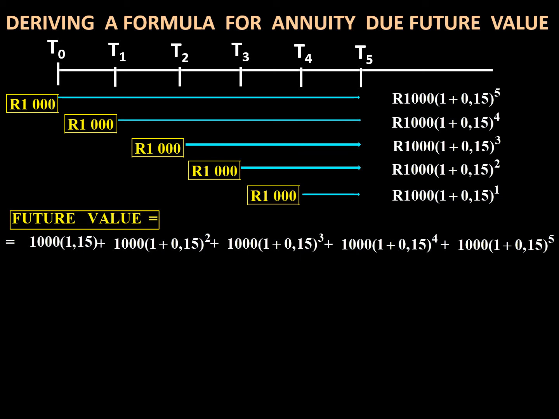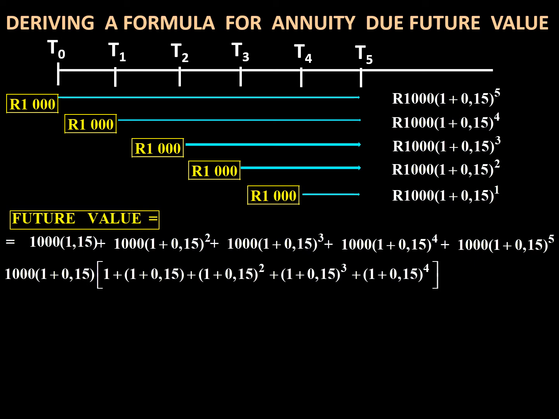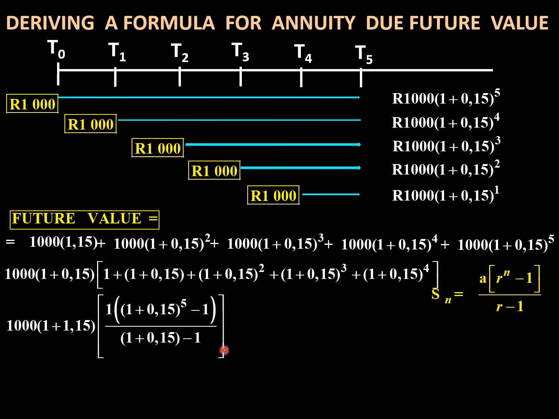Now, what do we notice here again? Again, there's a common factor, but the common factor isn't just 1,000, it's 1,000 times 1 plus 0.15. Take that out as a common factor, and there we get a series. What do you notice about that series? Again, it's a geometric series, and we can use the sum formula for a geometric series. The a value is 1, and the ratio again is 1 plus 0.15. We substitute that in the sum formula.